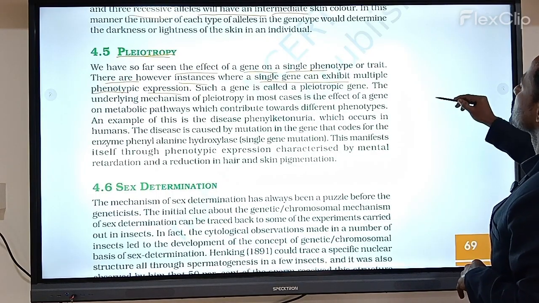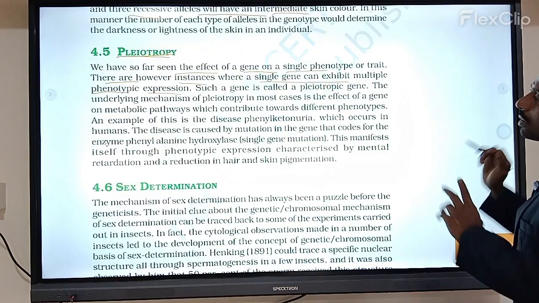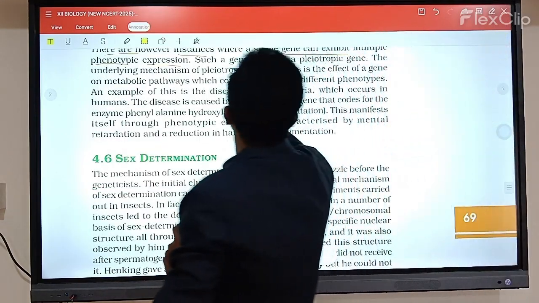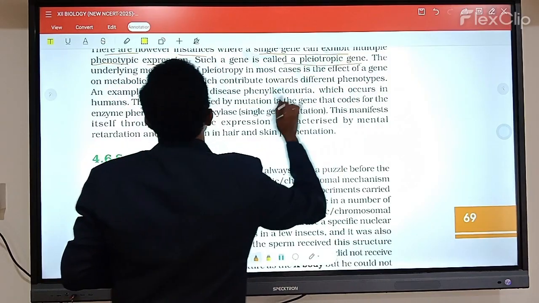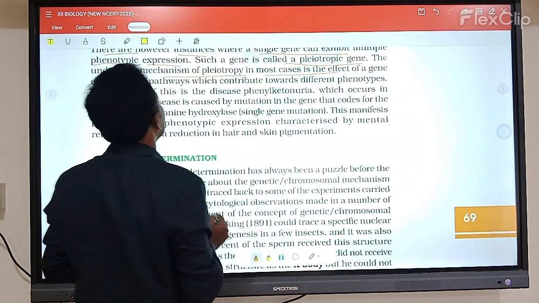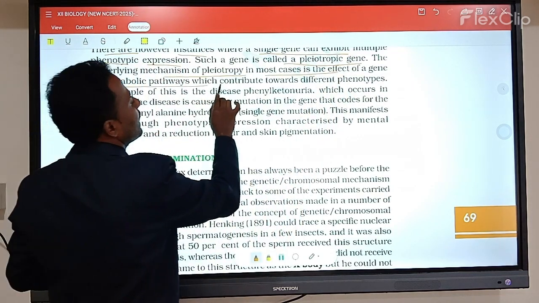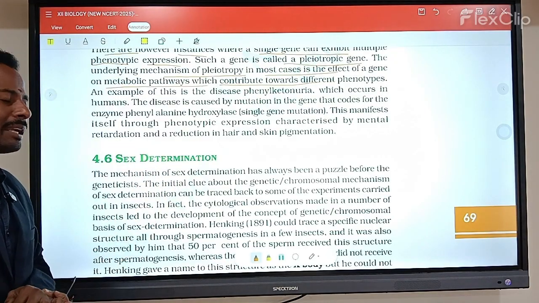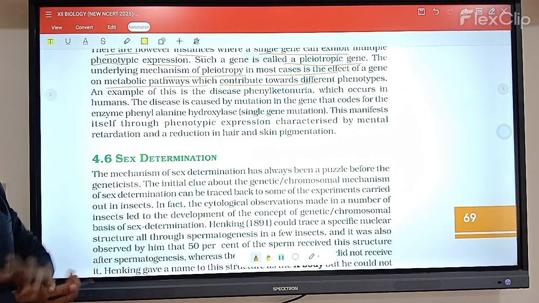That process is called what? That is the process of pleiotropy, and the genes are called pleiotropic genes. The underlying mechanism of pleiotropy, in most cases, is that the gene affects a metabolic pathway, which contributes to different phenotypes. So the different phenotypes clearly show up through this process.